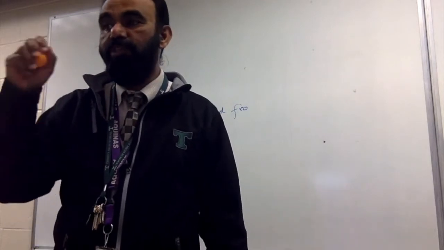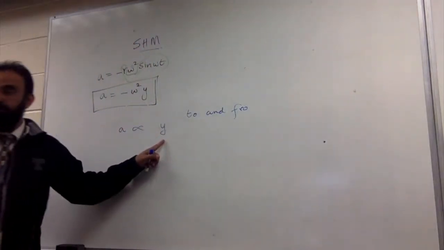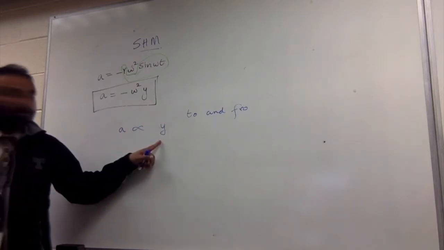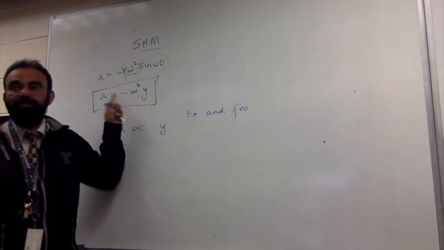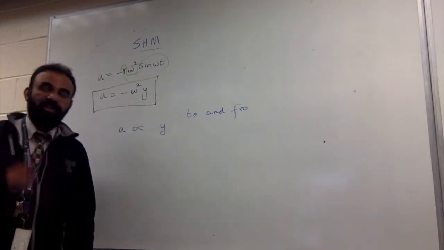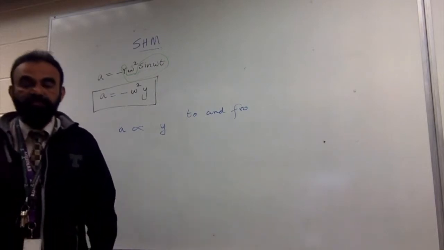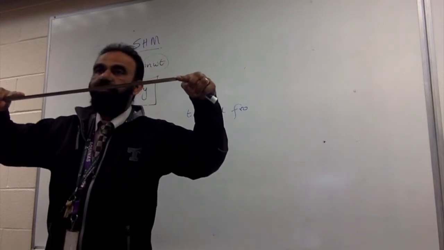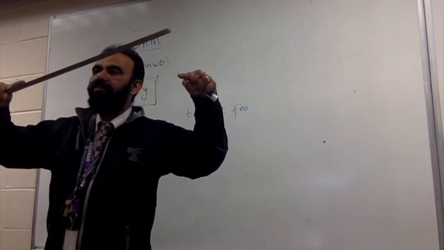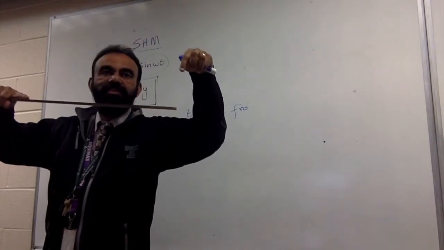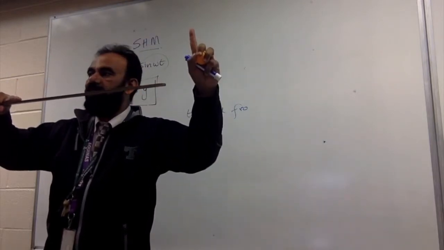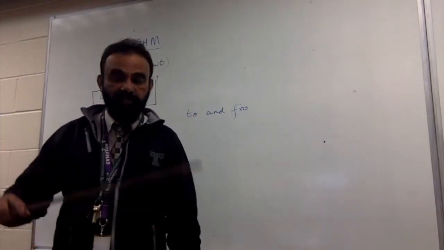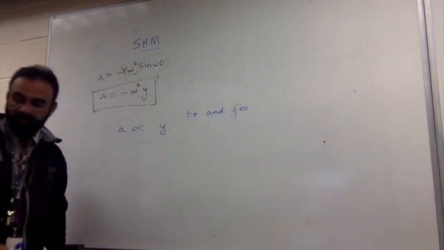For motion to be called simple harmonic, it needs to follow what I said just now. Acceleration should be directly proportional to the displacement from the mean position, and it should be directed towards the mean position. That is the rule. So in an oscillation like this, when it's here, the acceleration is 0 because there's no displacement. When it's here, which way is the acceleration? And that's the reason why it goes, stops and comes back. Why is it trying to return to the mean position? It's because the acceleration is directed towards the mean position.